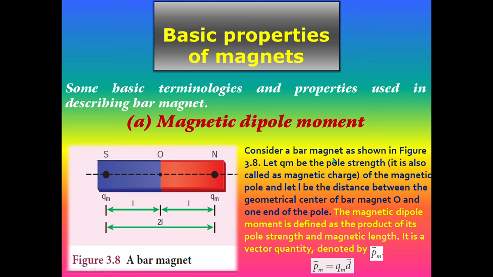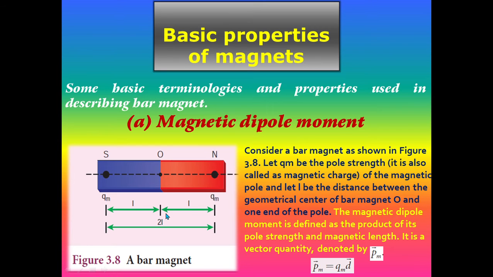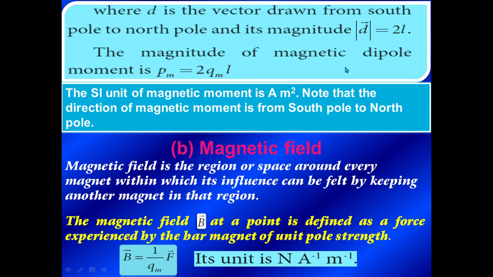So the definition of magnetic dipole moment: the product of its pole strength and magnetic length. It is a vector quantity. Here d is a vector drawn from south pole to north pole, and its magnitude, modulus of d vector, is equal to 2L. Here, L plus L, 2L. The magnitude of magnetic dipole moment, Pm, is equal to 2QmL. The SI unit of magnetic moment, very important for objective type, is A m square, that means ampere meter square. Note that the direction of magnetic moment is from south pole to north pole.